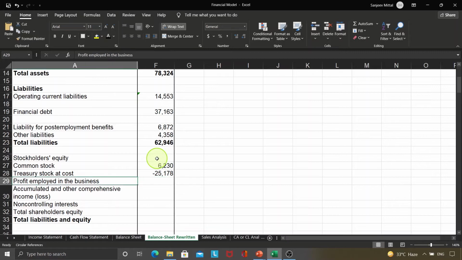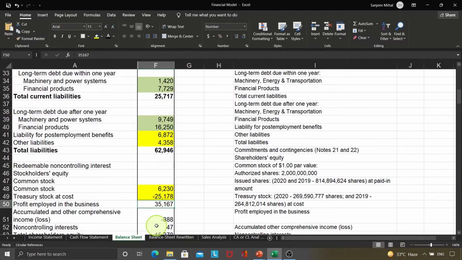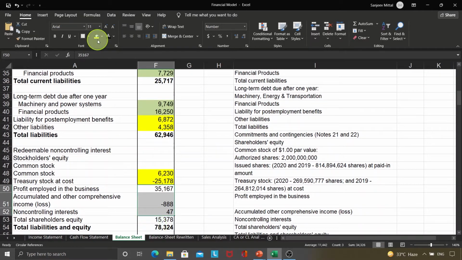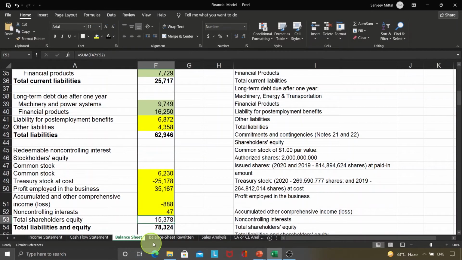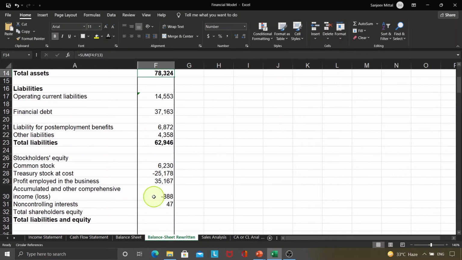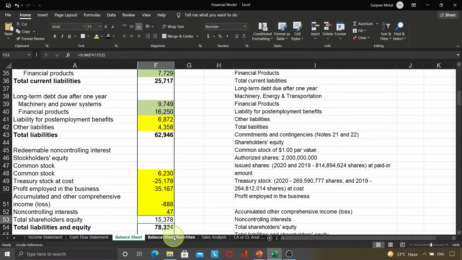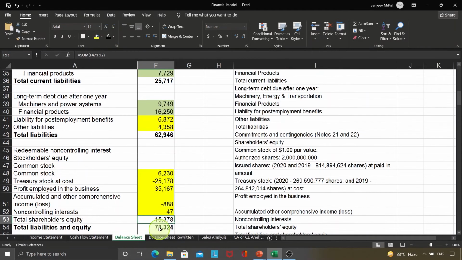After that, you can simply see profit employed in the business, and then accumulated other comprehensive income, and then non-controlling interest. These three items are individually written already in the balance sheet. So we highlight them and we go to the balance sheet directly, and these three numbers have been taken directly from the balance sheet if you see them. Now, after that, if you add these items, you will get shareholders fund or shareholders equity. And you go to the rewritten balance sheet and you will see that this is our total shareholders equity, which is matching with our original balance sheet, which is 15,378. Now, after that, you will say that our total liability and equity will be 78,324, which is also matching with our original balance sheet.